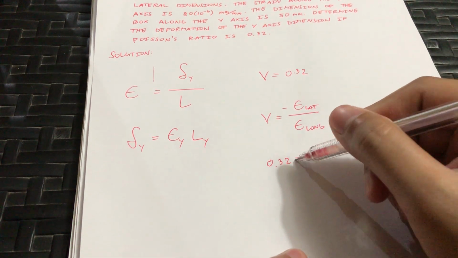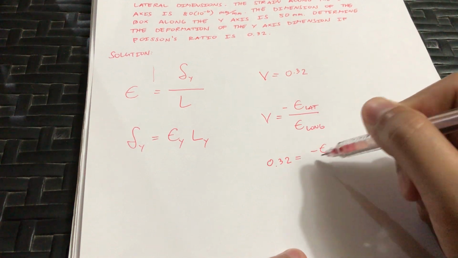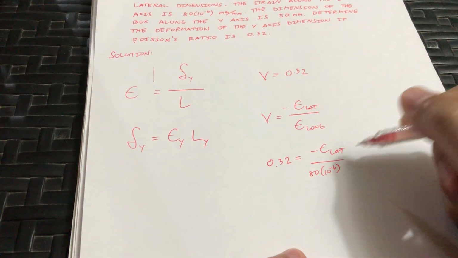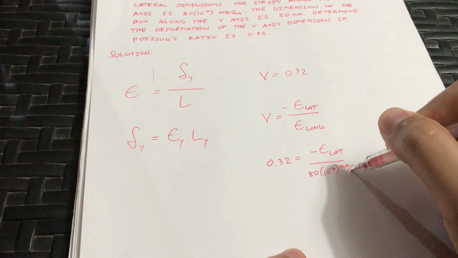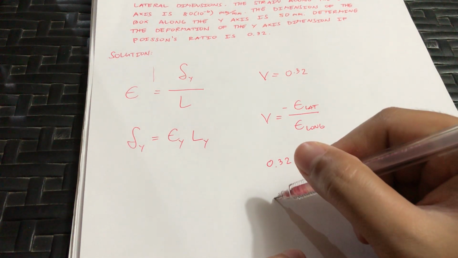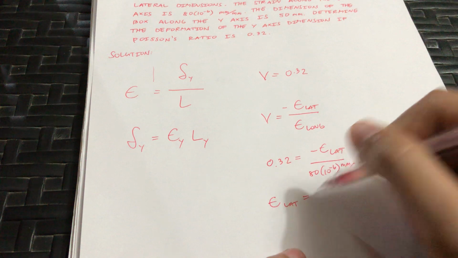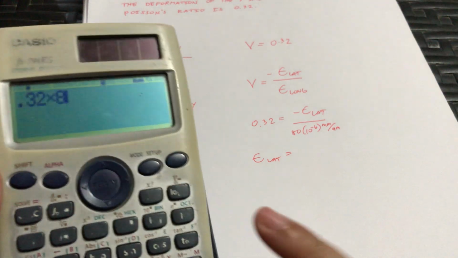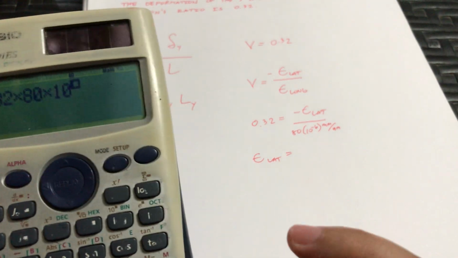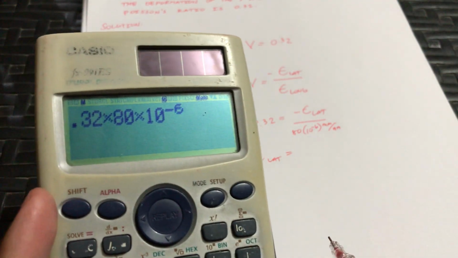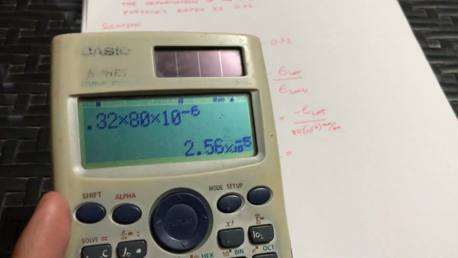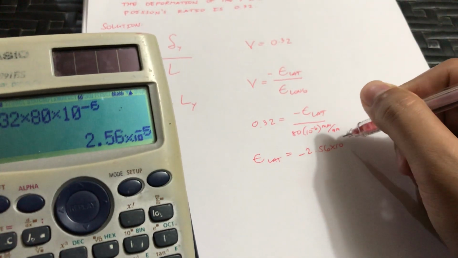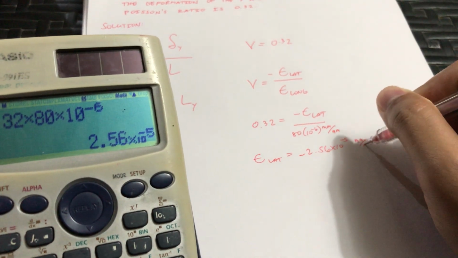0.32 is equal to negative strain along the lateral over the longitudinal strain, 80 times 10 to the power of negative 6 mm per mm. So the lateral strain is equal to 0.32 times 80 times 10 to the power of negative 6. You have it here, 2.56. Negative 2.56 times 10 to the power of negative 5 mm per mm.